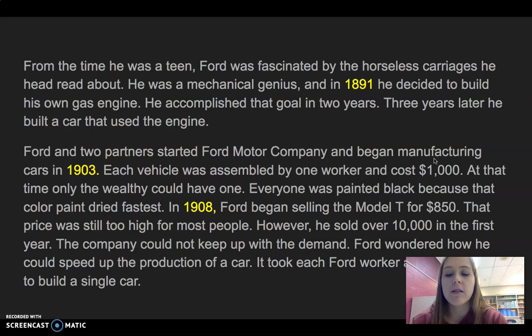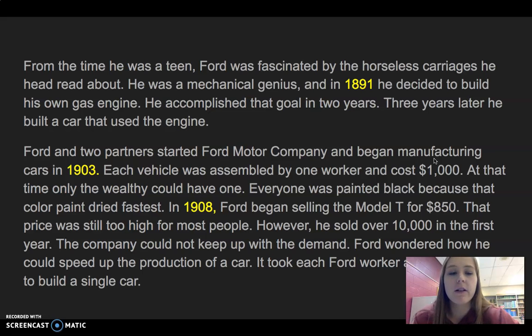Ford wondered how he could speed up the production of a car. It took each Ford worker about 12.5 hours to build a single car. So in the beginning, when he first started making the cars, before he came up with the assembly line, just one person made a car completely by themselves, and it took 12.5 hours. But Ford knew he wanted to make it faster.